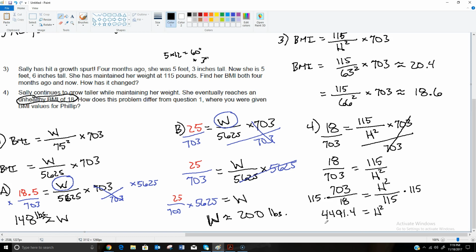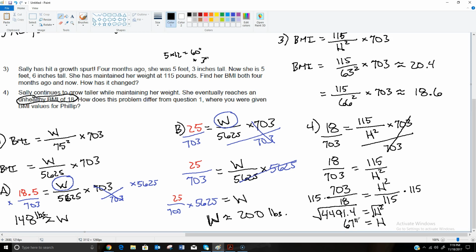And now what I want to do is look for a symbol that looks like this. I want to do the square root of both sides, because a square root undoes a square. So if I do the square root of this side, I simply get an h. And whatever I do to one side, I have to do to the other side. So multiply by 115, multiply by 115, square root, square root. So I take that number and do the square root of 4491.4, and I get approximately 67 inches for her height.